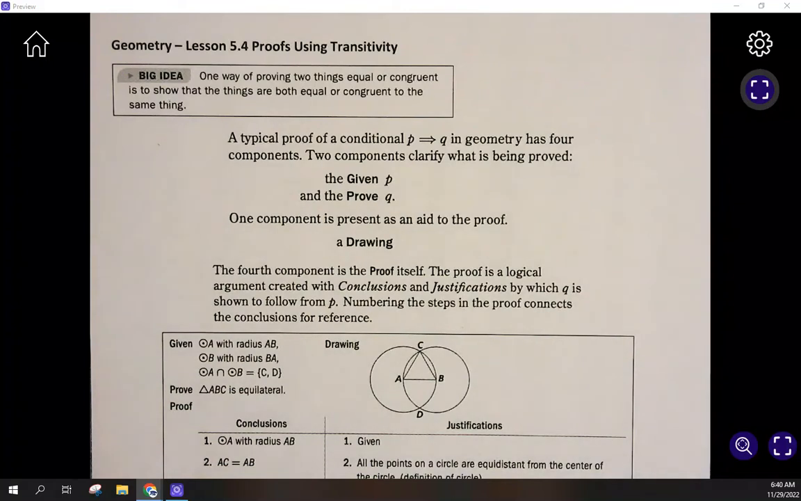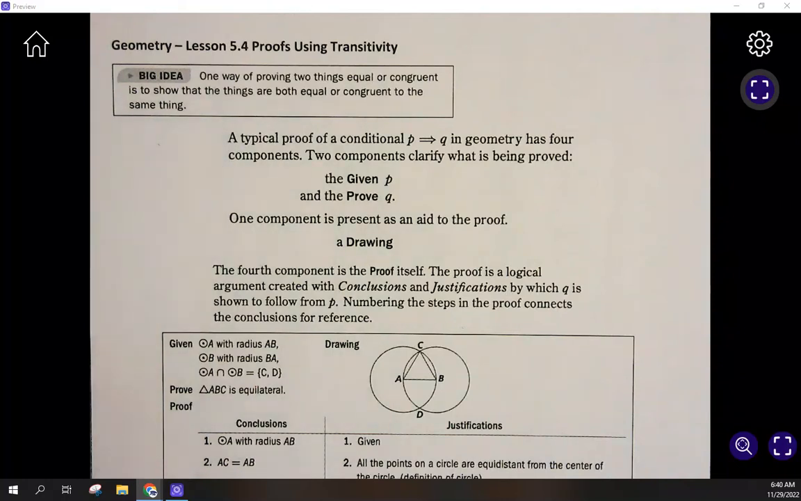This is geometry lesson 5.4, proofs using transitivity. Your big idea says one way of proving two things equal or congruent is to show that the things are both equal or congruent to the same thing. So we're using the transitive property to prove that things are congruent to each other.